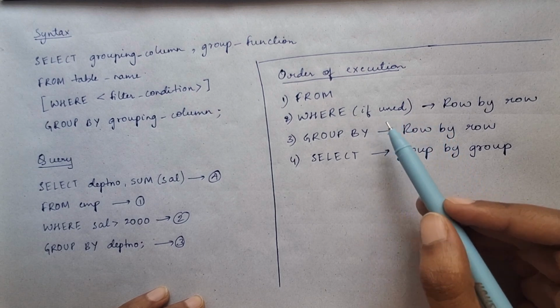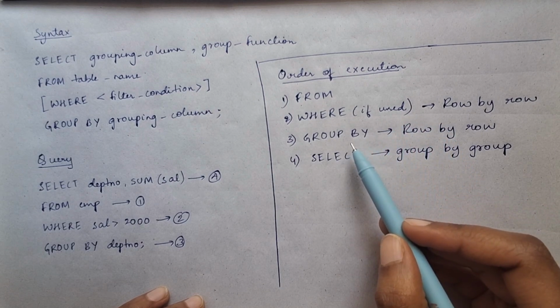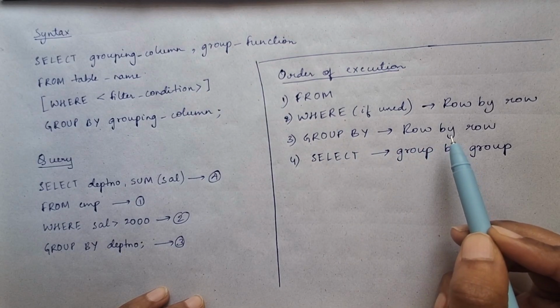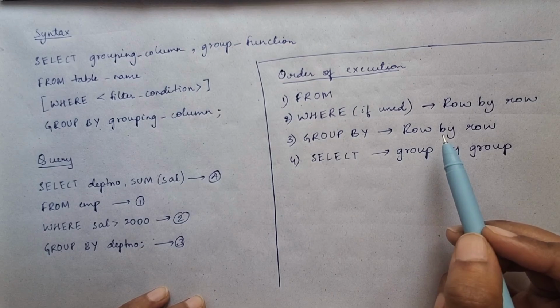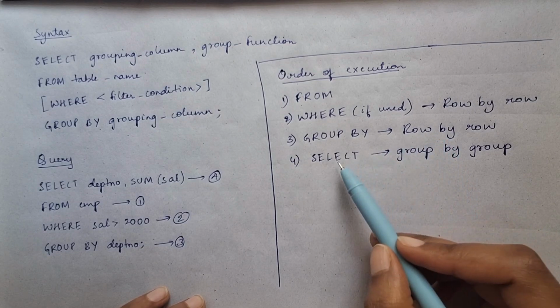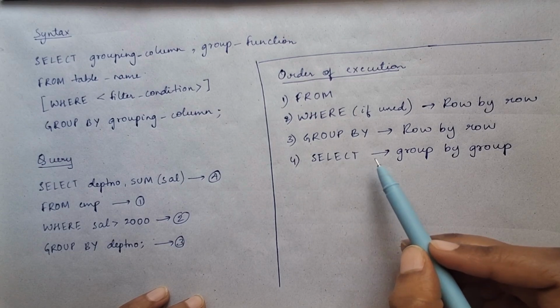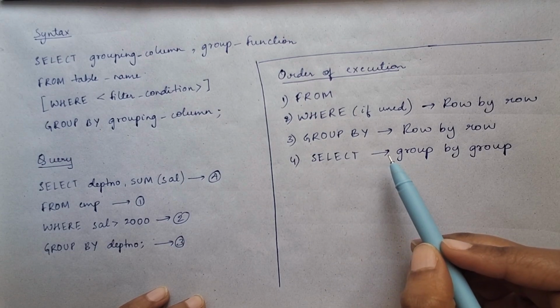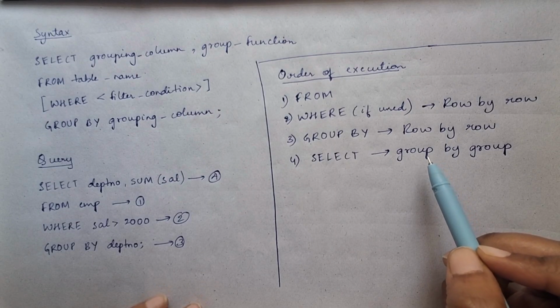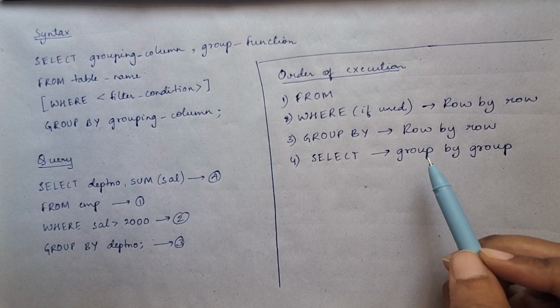After filtering the rows, group by clause executes. Group by also works row by row initially and then forms groups based on given column. And this is the point where rows become groups. Finally, select clause executes. But now select works group by group, not row by row. That is why aggregate function works here. Guys, aggregate function means multi-row functions.